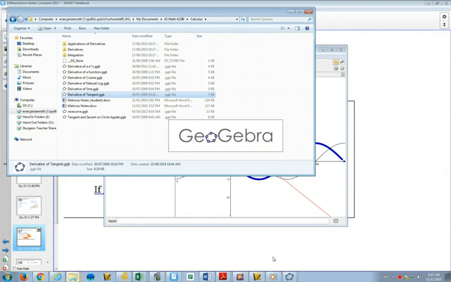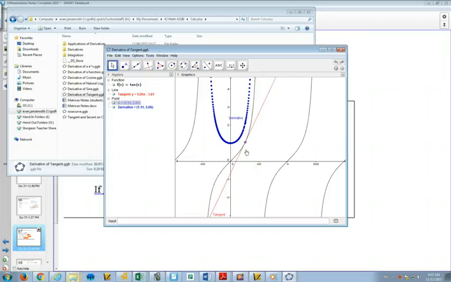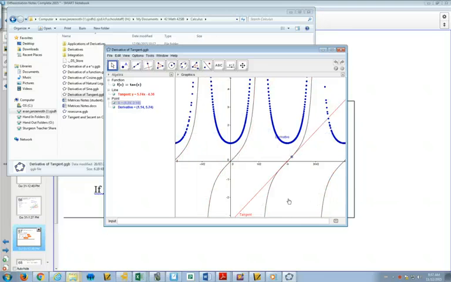Now the last one. What's going to happen with tangent? If we keep going, can you see that the slopes of the tangents on tangent, you see that they'll always be positive. That red line never has a negative slope.